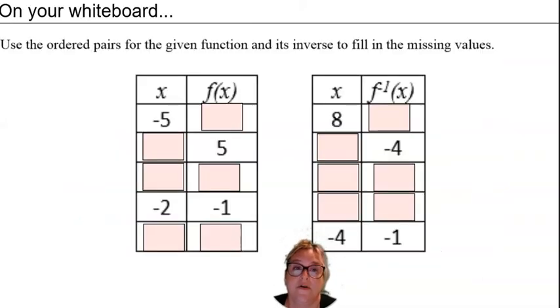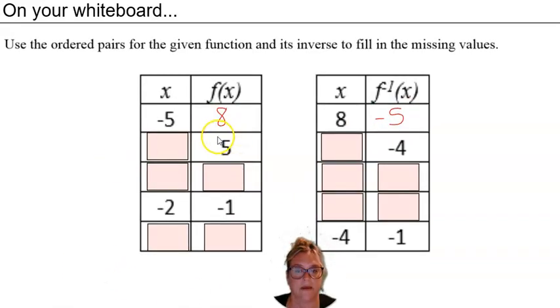So you can pause the video and try these two examples on your whiteboard. You want to use the ordered pairs for the function f of x in order to create its missing values in the inverse. So when we look at f of x, the point -5, 8 and 8, -5. Then we have the point -4, 5, and on the inverse 5, -4.